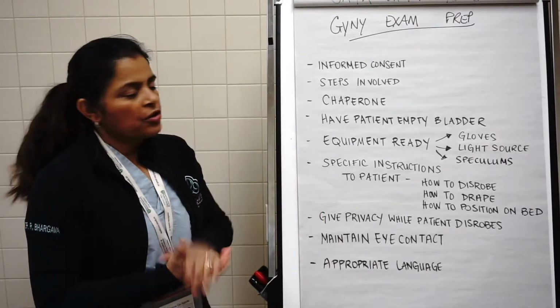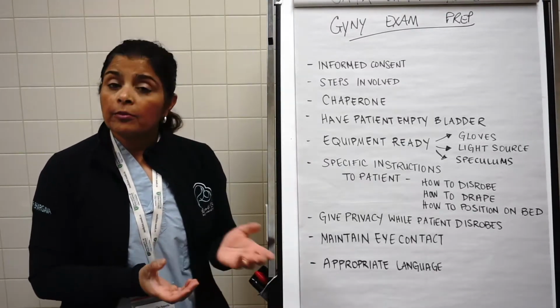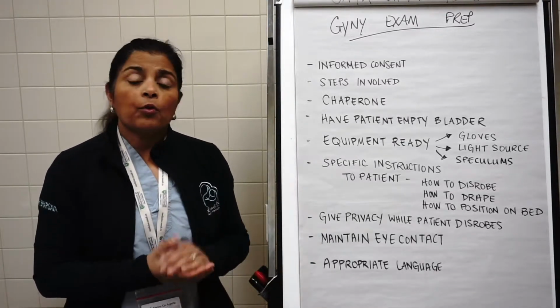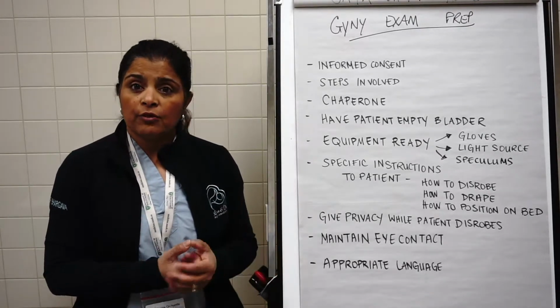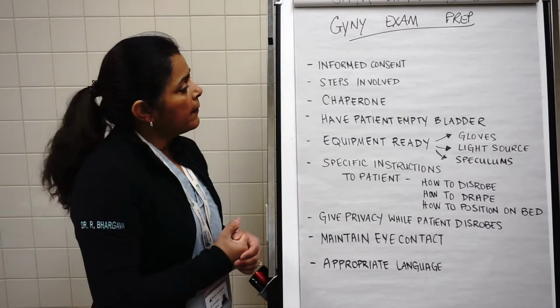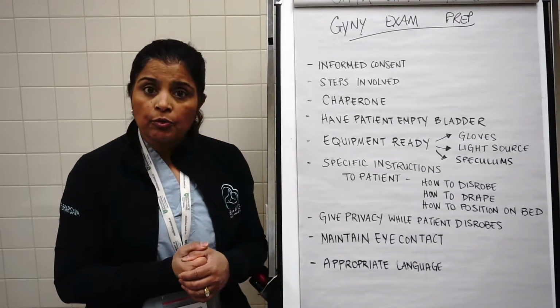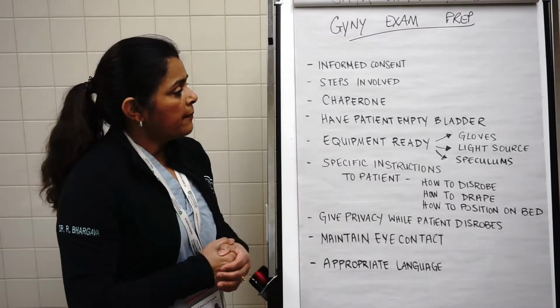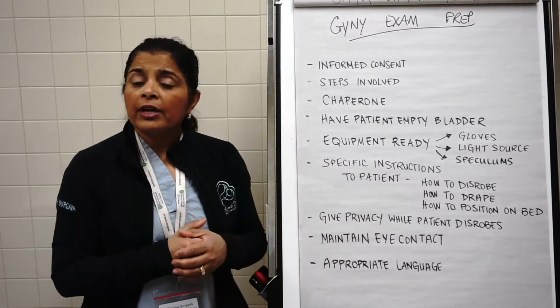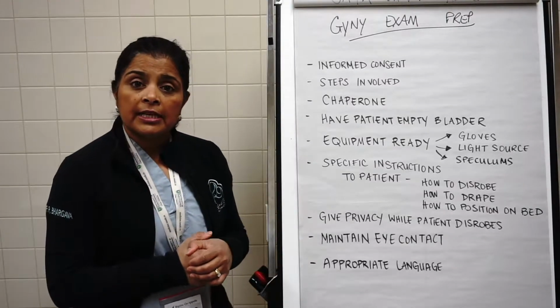So of course we start out with informed consent. It's very important to discuss with the patient exactly what the procedure is that you're doing, what are the steps involved, especially when it's their first time having an examination like this. It's important to allow the patient to have a chaperone in the room if they desire. They should empty their bladder for comfort purposes. As well, they can provide you with a urine sample if that's what's needed.